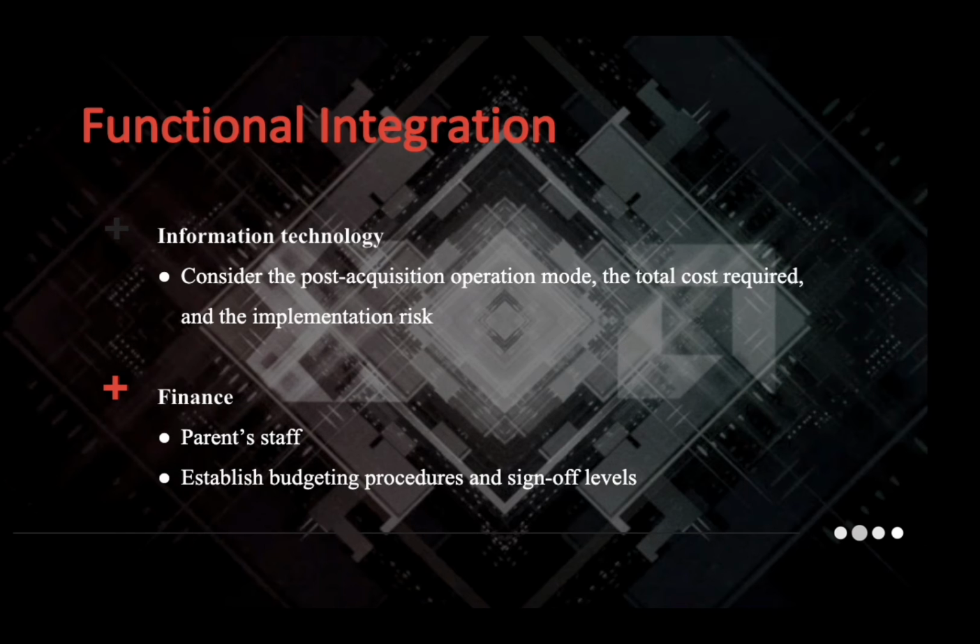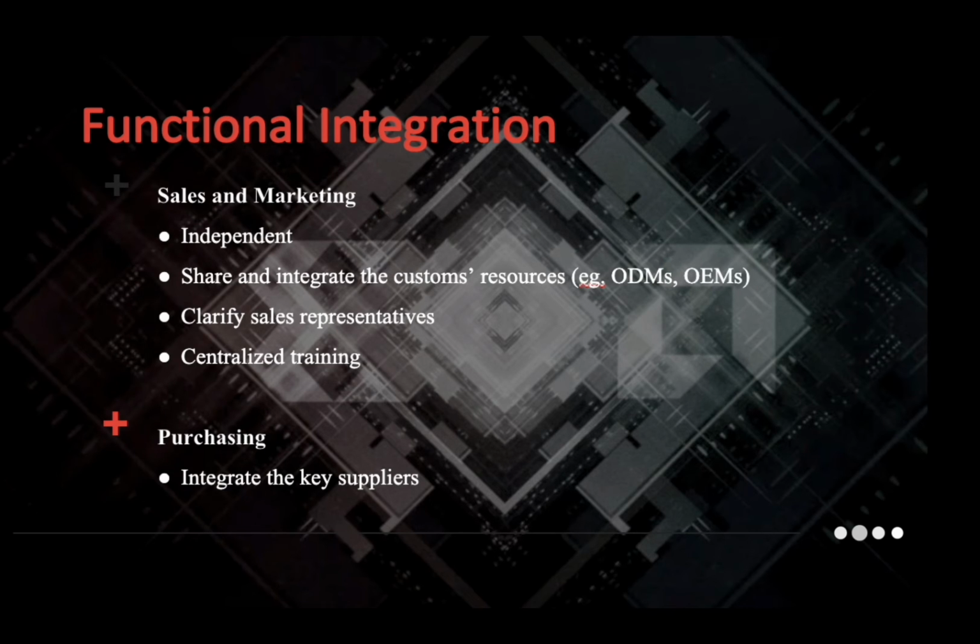Not only does the acquirer need to send parent company staff to the different offices, but also to establish budgeting procedures and sign-off levels. Sales and marketing should be independent as well, since they are not familiar with each other's products. Sharing customer resources such as original design manufacturers and original equipment manufacturers can benefit AMD even more. They also need to clarify sales representatives, and the training for staff should be centralized. The integration of purchasing is also the integration of key suppliers. This might lead to stronger bargaining power and thus reduce costs.